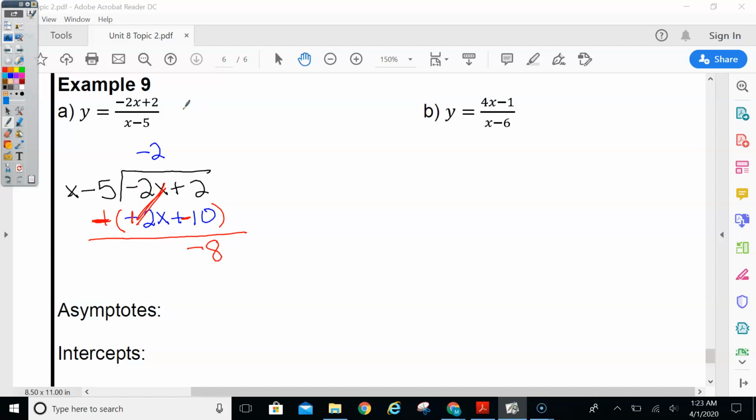So in transformation form, remember to do A, H, and K. The negative 2 is your K. That goes out here, minus 2. The remainder is your A. So this is the remainder, and that's going to go up here. And the denominator stays the same, so x minus 5.